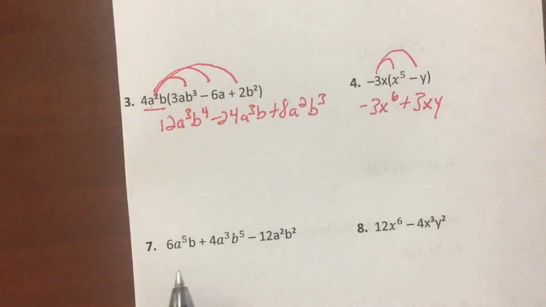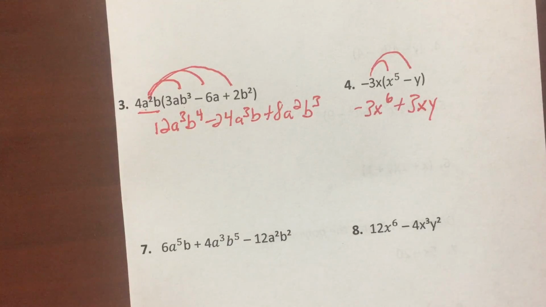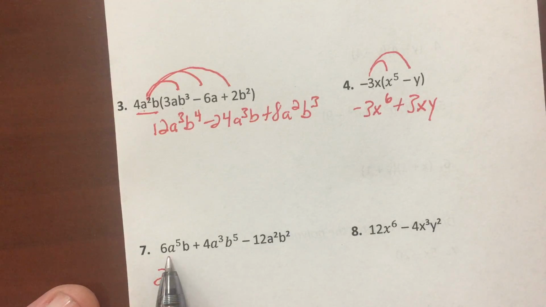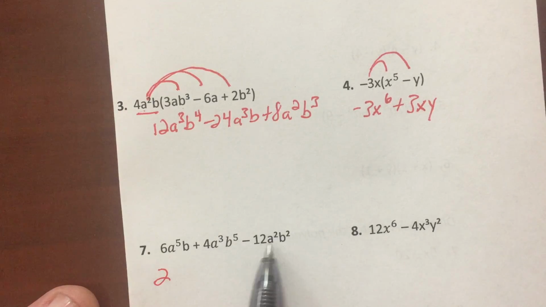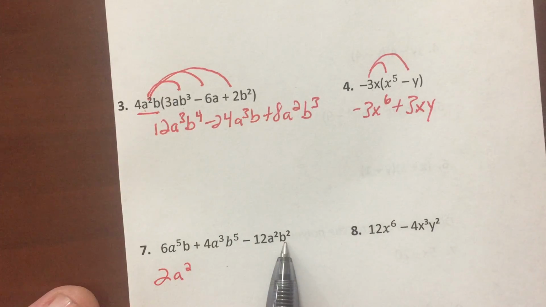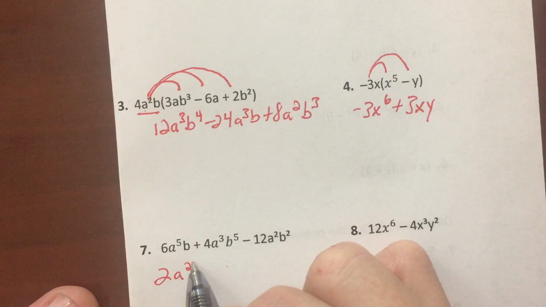Number 7, 6, 4, and 12. The GCF, the biggest number that can divide them all, is 2. They all have a common letter of A, and the smallest A is A2. They all have a common letter of B. The smallest B is B1.